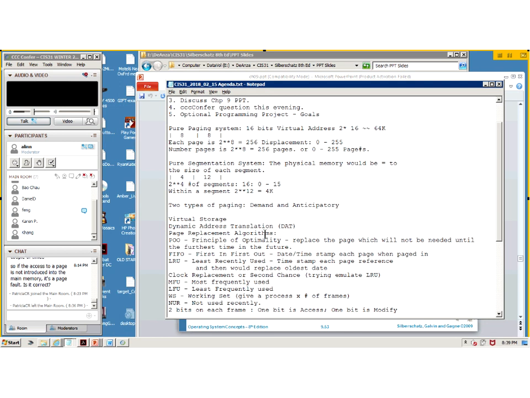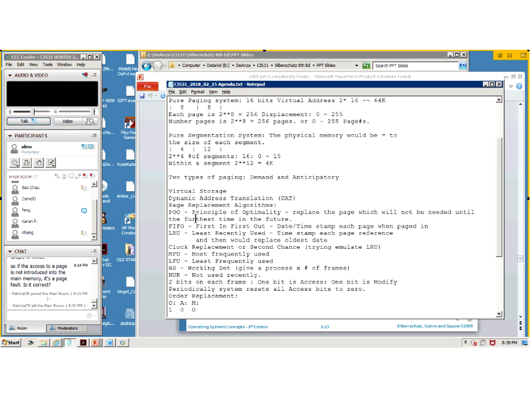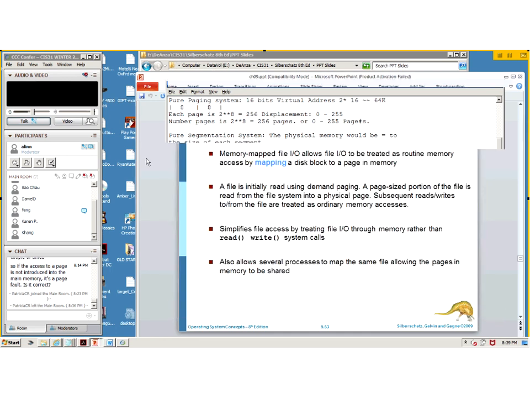Then you need to understand the page replacement algorithms. Principle of optimality: replace the page which will not be needed until the furthest time in the future. And you know you can't implement that. FIFO, first in, first out: a timestamp with each page when paged in, and you replace the oldest page. Basically the first page you brought into main memory would be the first page you replace when you need to replace one. That's the oldest page that was brought in. The timestamp on this one isn't too bad, except it falls into that anomaly issue.